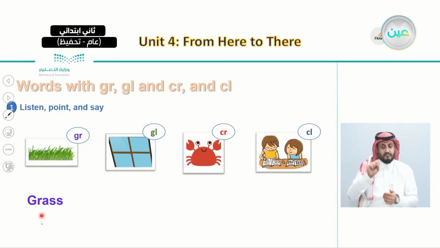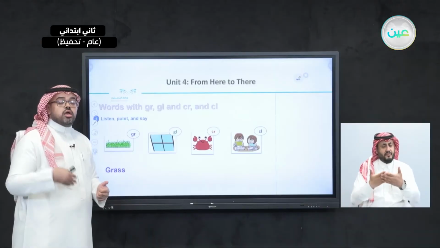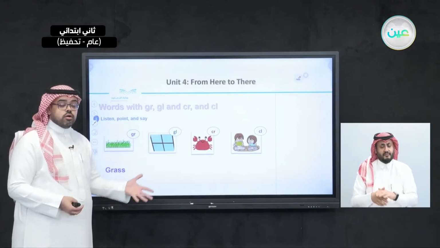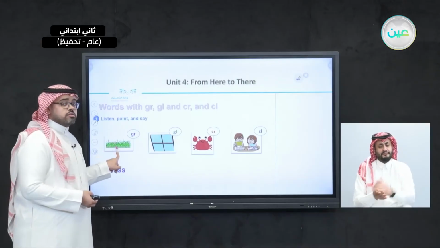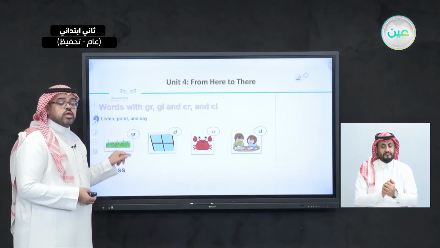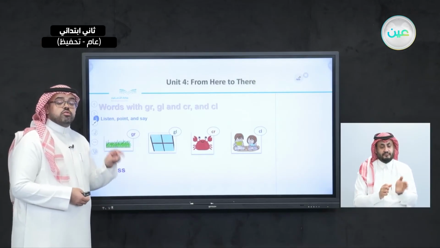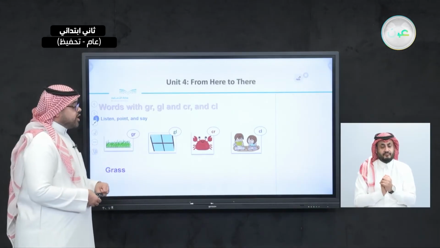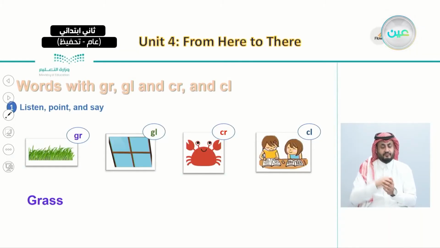Grass. Say with me, grass. Very good. This is a grass, where we can see it in our backyard, in the park, in the garden. Now, let's listen for the second word that starts with GL.